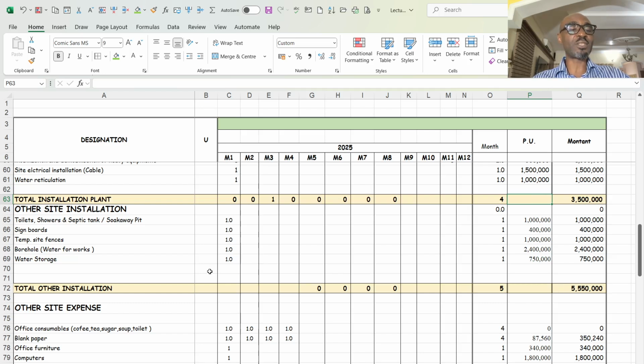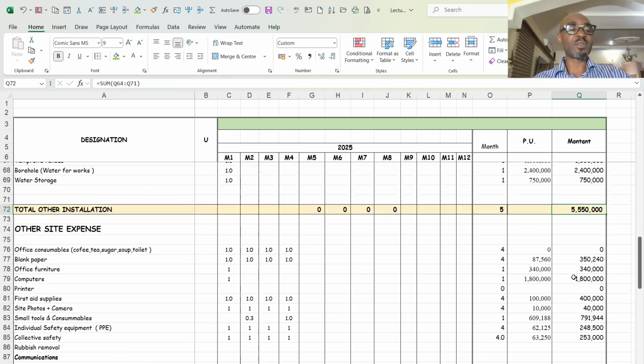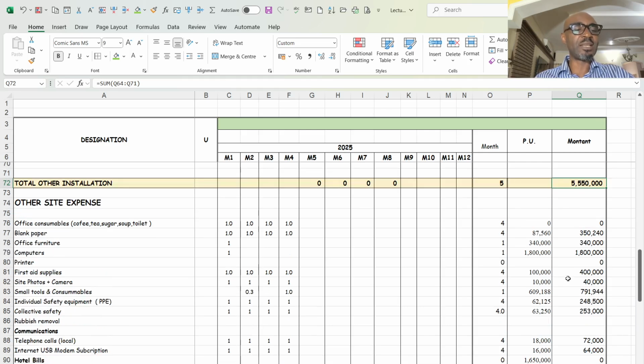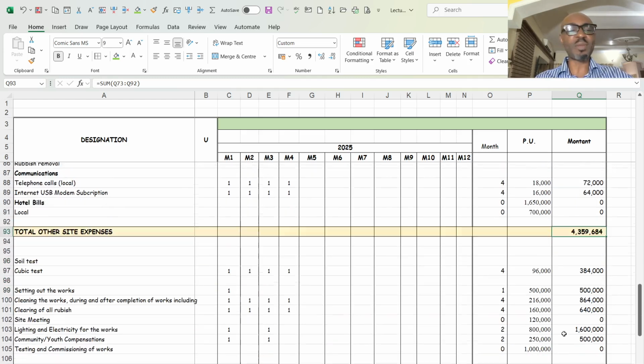Then other installation like signboard, toilet, shower, septic tank, borehole, temporary fencing, storage water, tank for storage of water. I captured for 5.5 million. Then I have other expenses like blank papers for printing, printer inks, computers, first aid, safety PPE, safety wears, collective safety, removal of rubbish, communication, internet. I captured for 4.3 million.